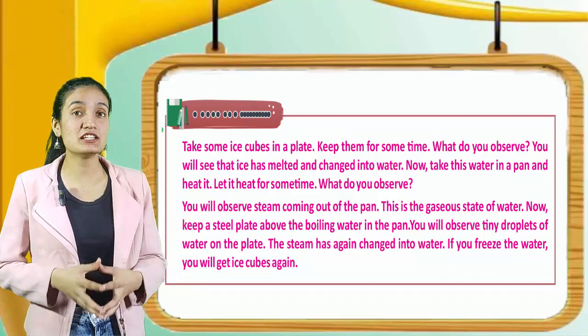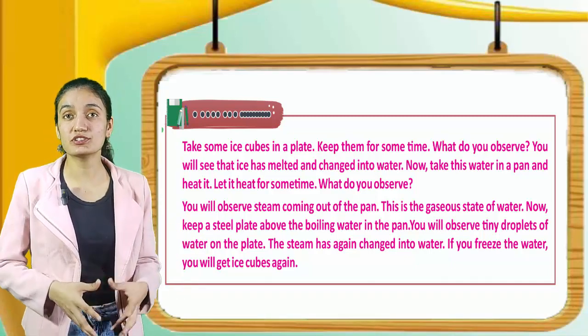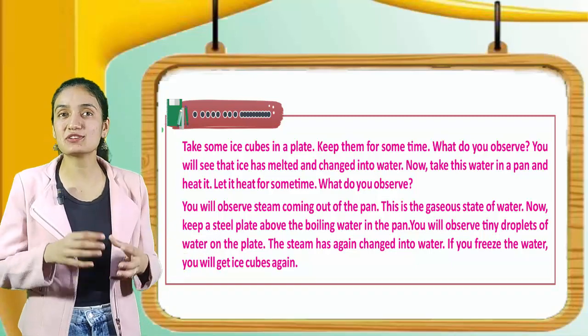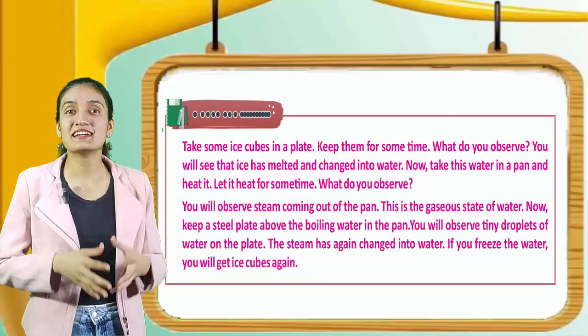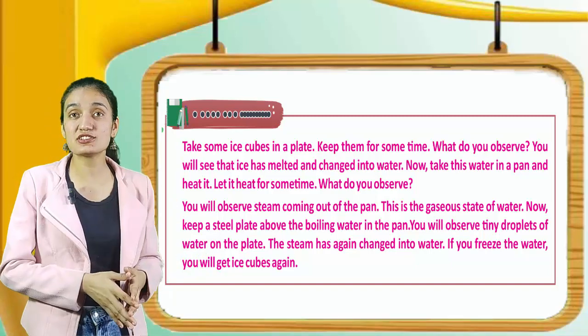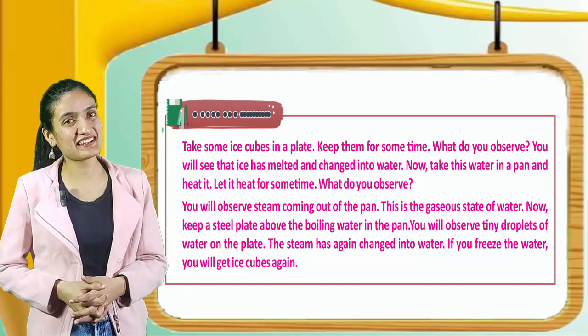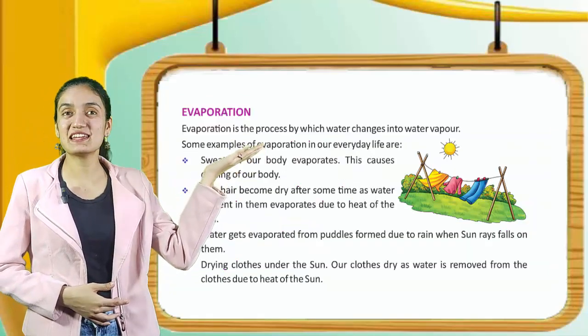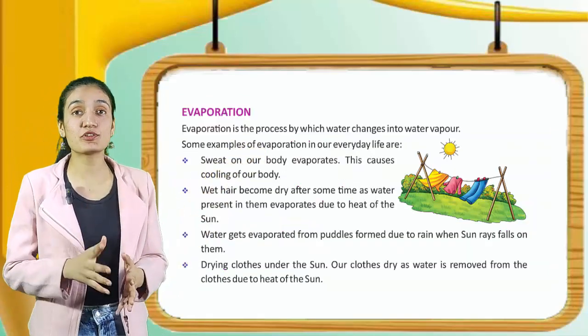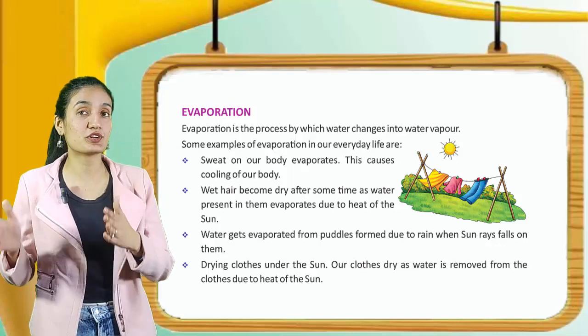Now keep a steel plate above the boiling water in the pan. You will observe tiny droplets of water on the plate. The steam has again changed into water. If you freeze the water, you will get ice cubes again. Now let's see evaporation. Evaporation is the process by which water changes into water vapors.